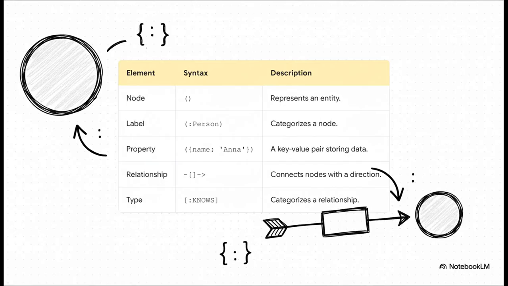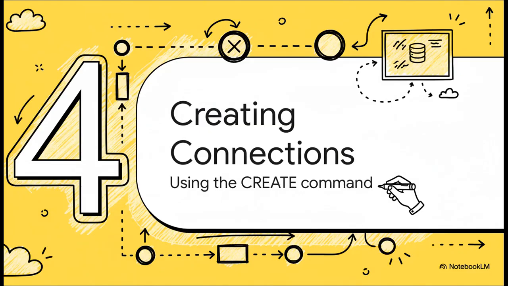So here's a quick cheat sheet of what we just covered. The node is the circle. The label and property give it an identity. And the relationship with its type is the arrow that connects it to something else. These are basically the Lego bricks you get to build with. Okay, so we know how to draw these patterns, but how do we actually tell the database to add them? How do we make our little whiteboard sketch a reality in our data?